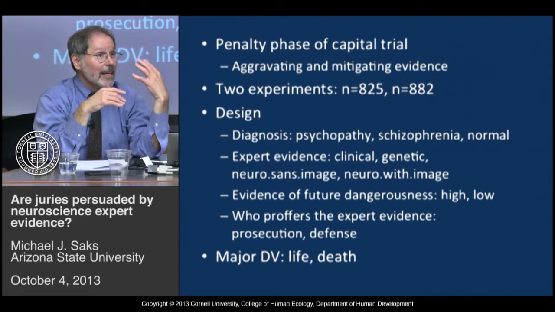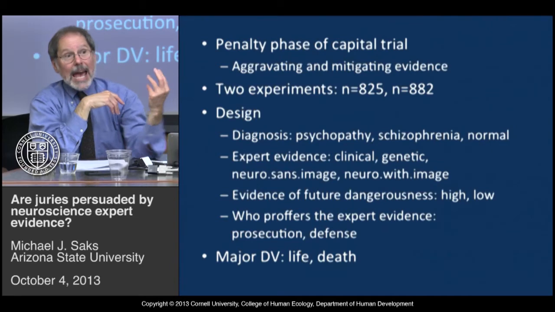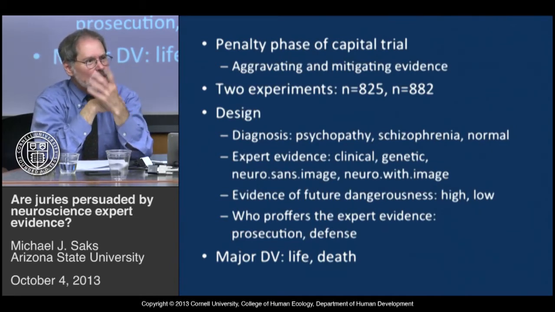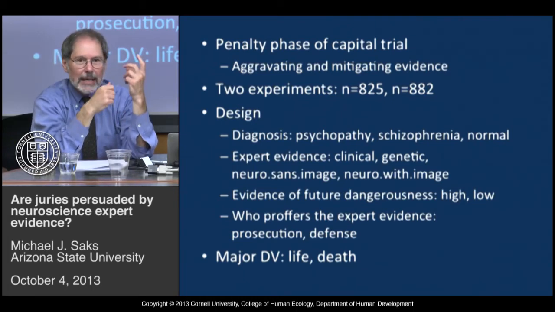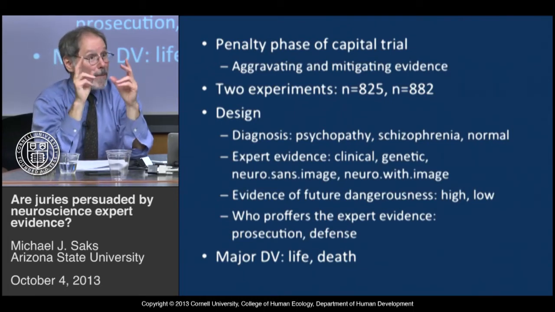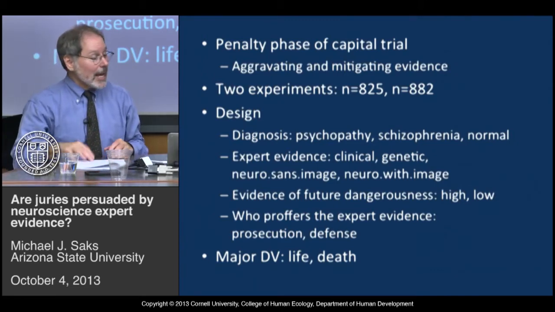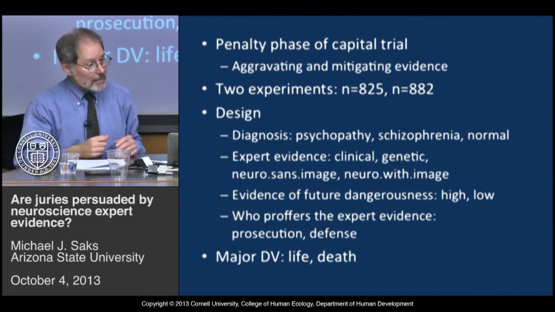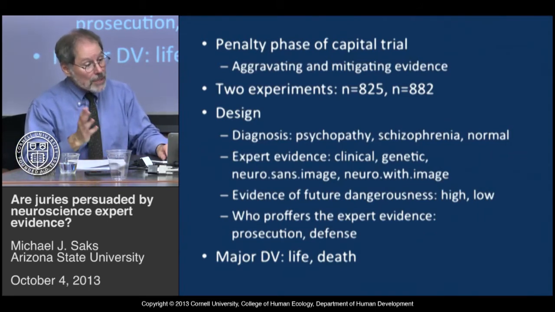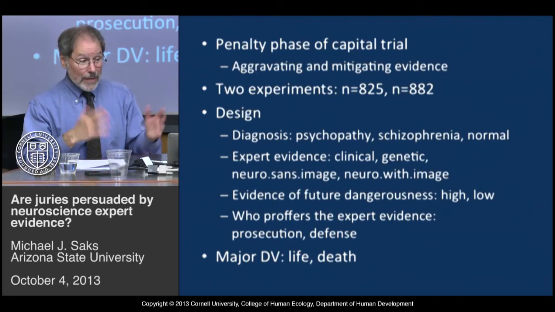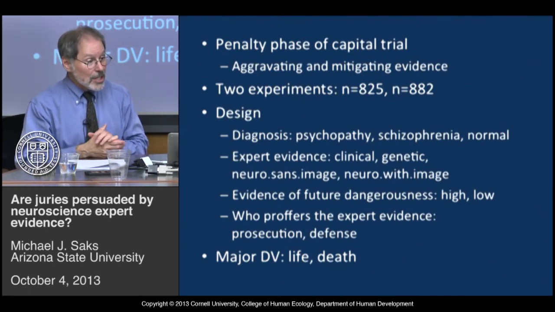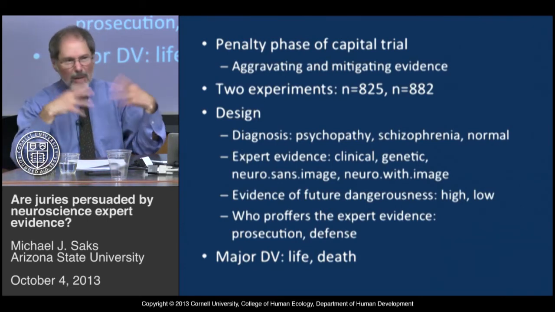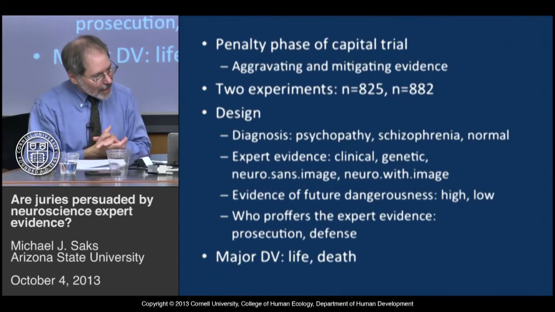But basically, the prosecution brings in aggravating factors. What are the factors that should lead you to decide that this person has got to be executed? And the defense brings in mitigating factors. And the jury's asked to balance these things and reach a verdict. We did 2 experiments with 882 good subjects in them. I'm going to talk about them as if it's only one experiment. I'm going to combine it.